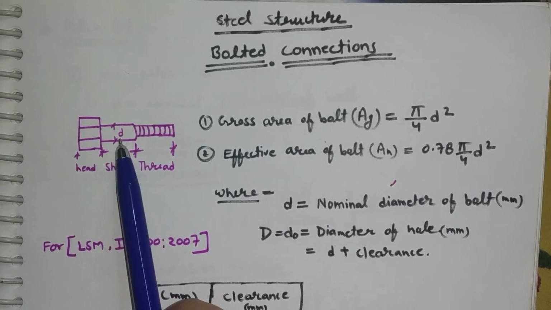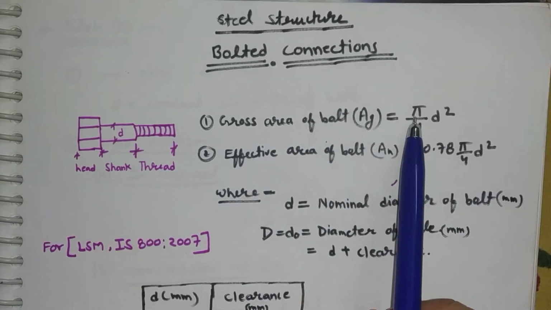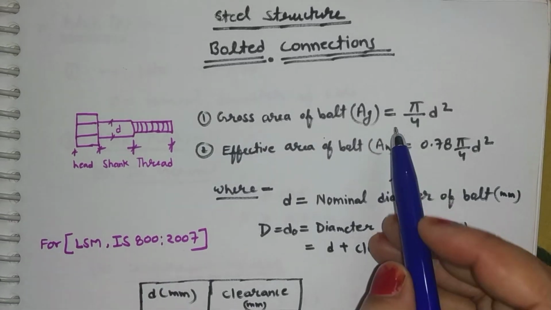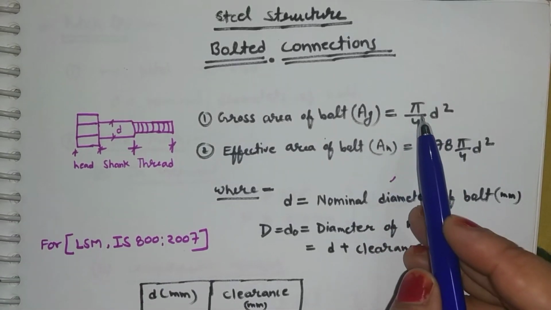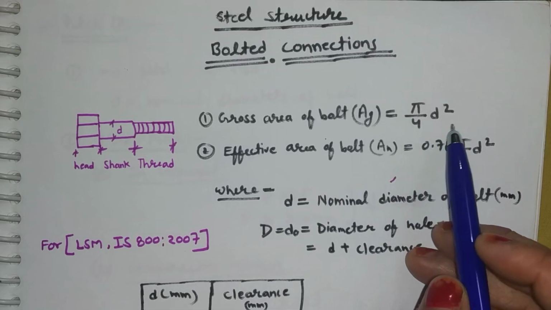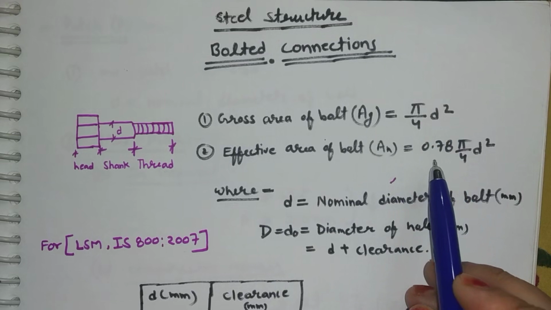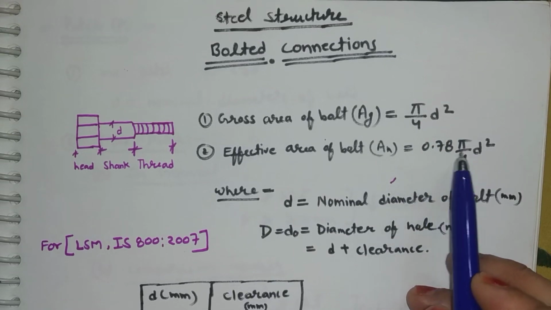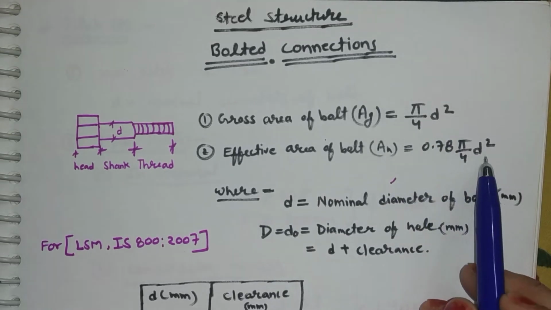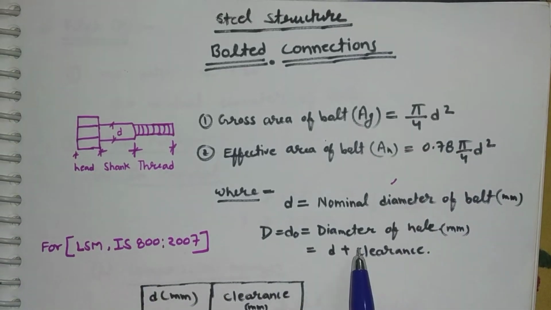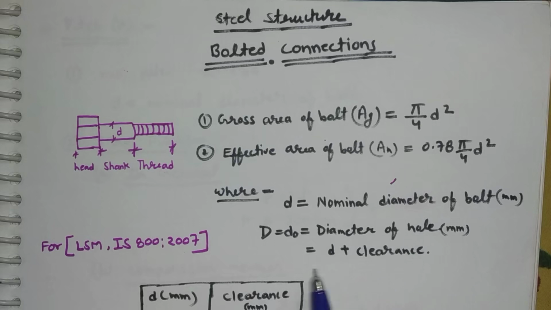For the gross area of a bolt, we know the area of the bolt is pi by 4 d square, where d is the nominal diameter of the bolt, and the effective area of the bolt is 0.78 into pi by 4 d square, where d is the nominal diameter of the bolt. And for the diameter of the hole we have some codal provisions.